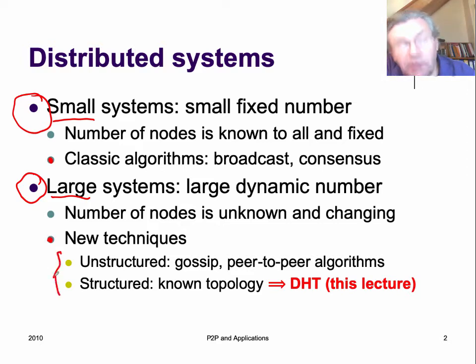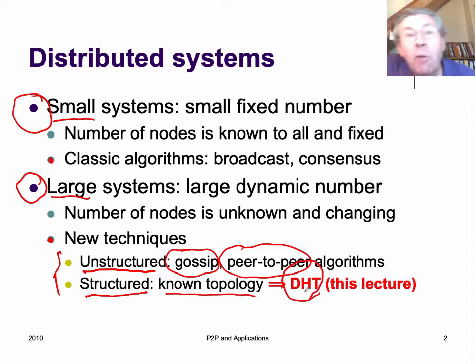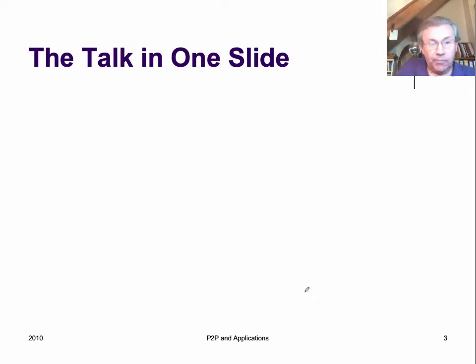We've seen unstructured algorithms. We've seen gossip algorithms. We've also seen BitTorrent and super peer-to-peer algorithms. And today we're going to see another kind of technique for large dynamic systems, which are known as structured overlay networks. So the topology is known. So we're going to see a common approach called DHT, distributed hash tables.